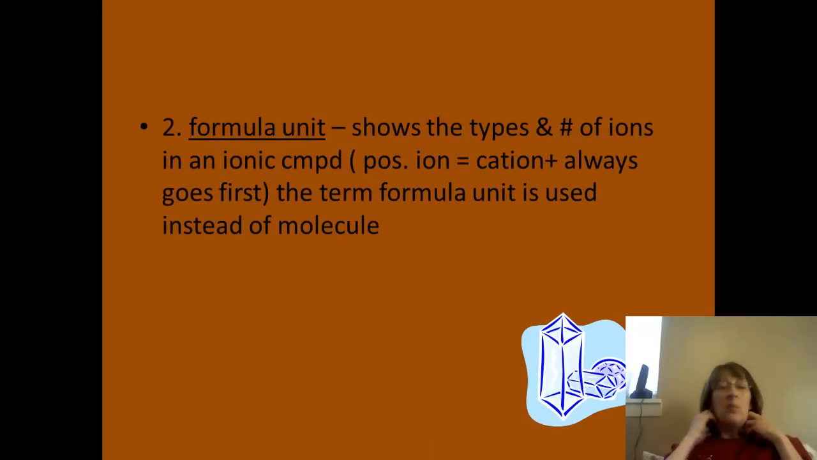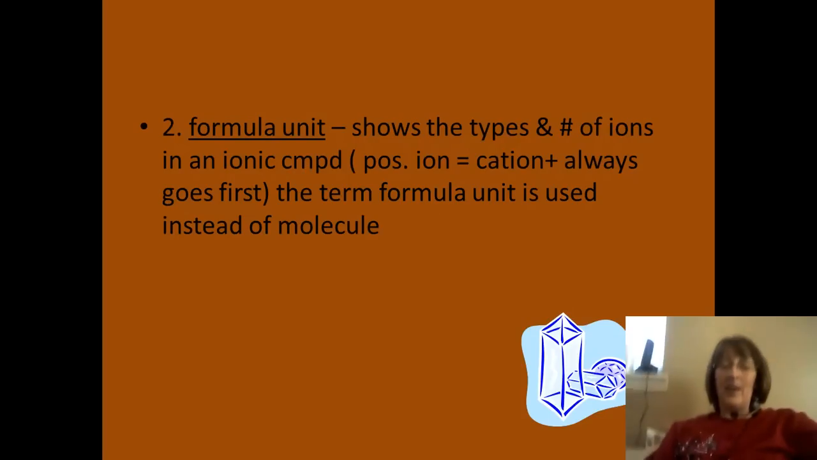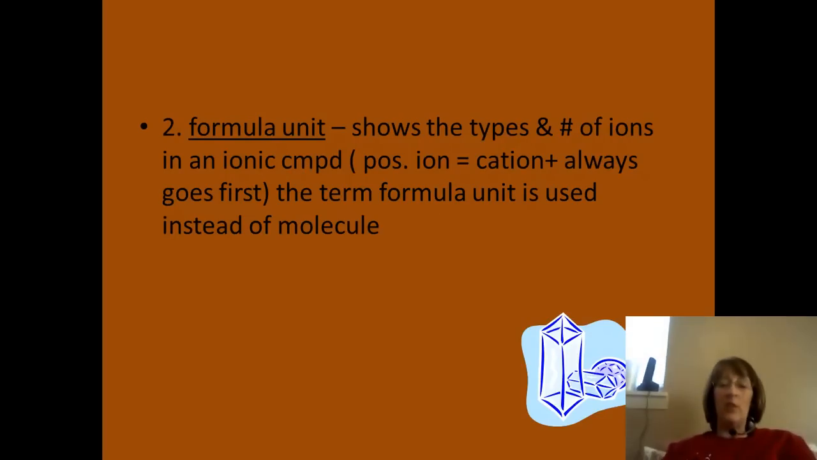Now, instead of calling them all molecules, what we typically do is call them a formula unit. So the smallest piece of an ionic compound is called a formula unit. It shows the types and the number of ions in an ionic compound. So again, the positive ion is the cation, and it always goes first. The term formula unit is used instead of molecule.